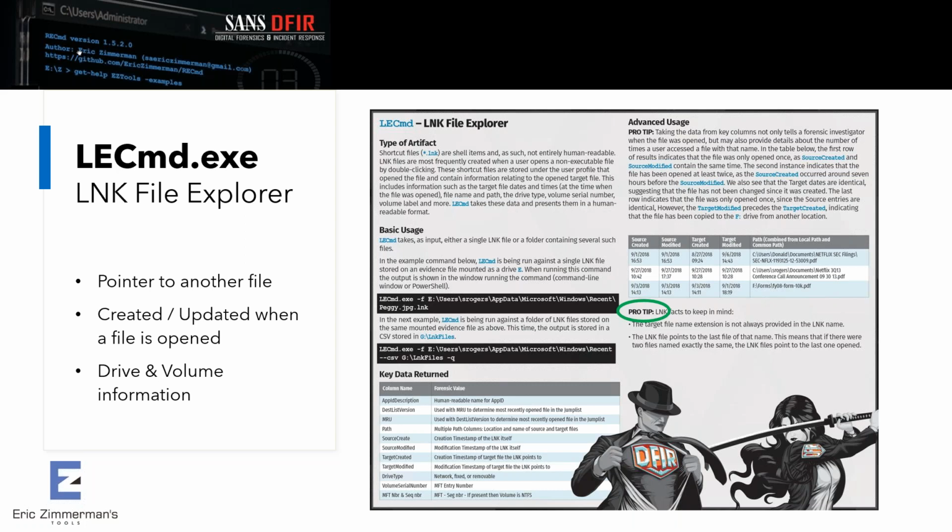And then the last point there is that link files point to the last file of that name. So if I happen to have three files named exactly the same thing in three different folders, and they were all opened at some point, the only one that I'm going to know about, or at least know about through a link file, is the last one.